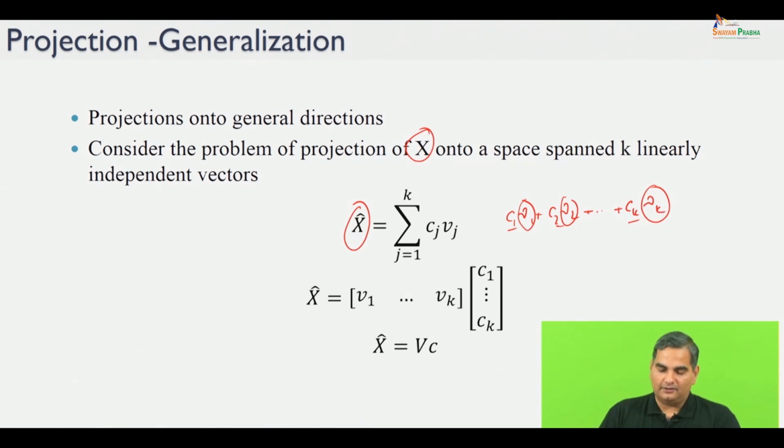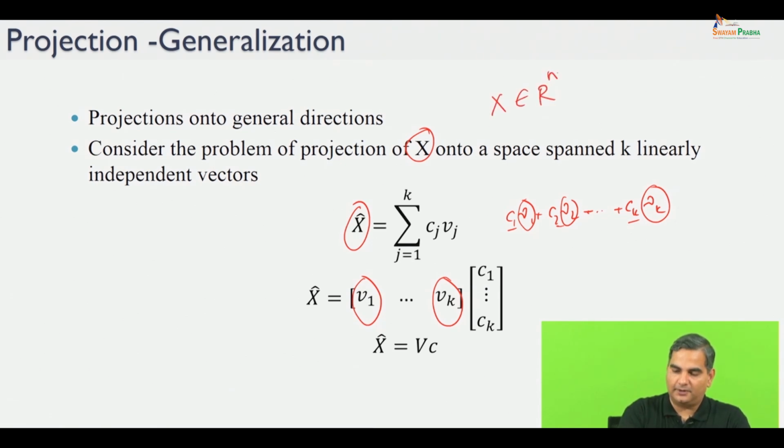We can write this equation also in this form, where what we do is we stack these vectors into a matrix. So, for example, if x is in an n dimensional space Rn, then we would assume that each of these vectors are also in Rn. So, nu 1 to nu k are all elements of Rn, and when you stack k vectors like this in a matrix, then you would get a matrix of dimension n by k.